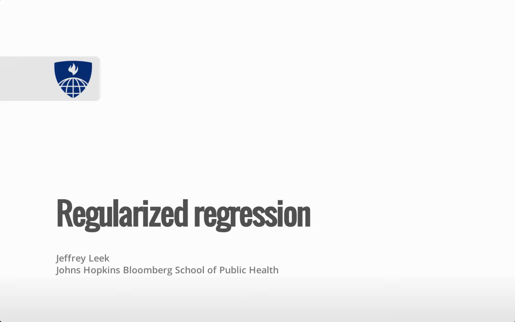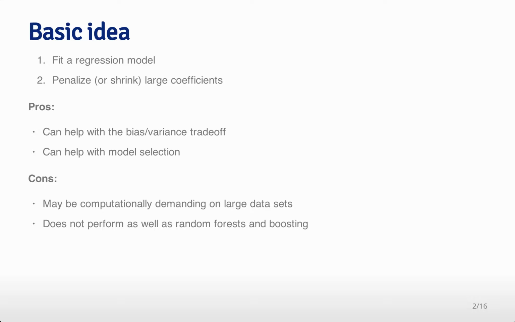This lecture is about regularized regression. We learned about linear regression and generalized linear regression previously, but the basic idea here is to fit one of these regression models and then penalize or shrink the large coefficients corresponding to some of the predictor variables. The reason why we might do this is because it might help with the bias variance trade-off.